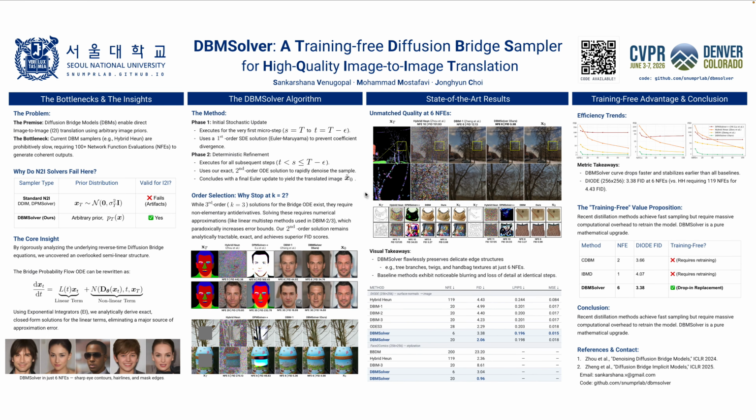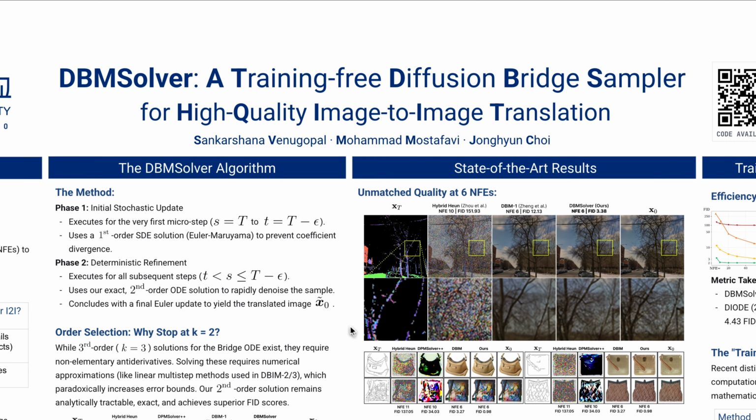Everyone, my name is Sankarshana Venugopal, and this is DBMSolver, a training-free sampler that makes high-quality image-to-image translation possible and dramatically faster. This is a joint work with Mohammed Mustafavi and Jungin Choi at the Seoul National University.